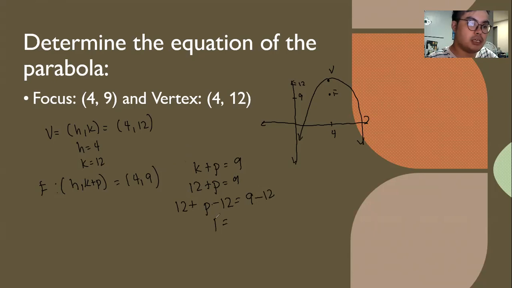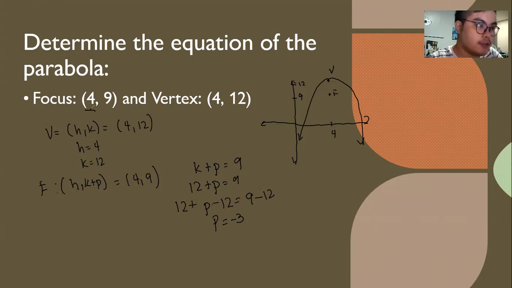Okay, so RP is equal to negative 3. So now we have RP, which is the distance between the focus and the vertex. Okay, so since this parabola is still a vertical parabola because the value of the x from the focus and the vertex are still the same.